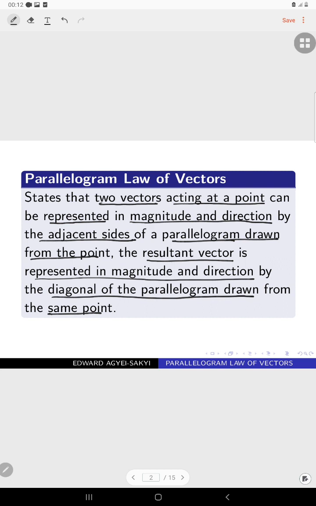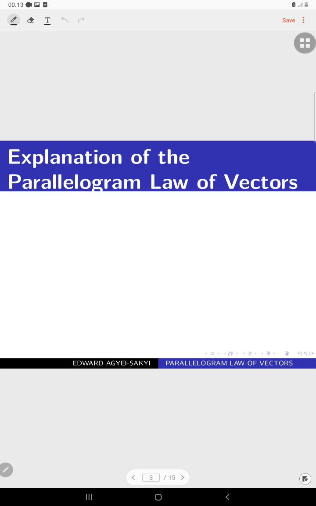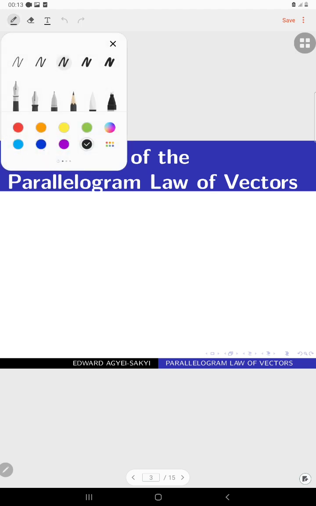It means when you have two vectors given the direction and the magnitude, then these two vectors can represent the adjacent sides of a parallelogram. And if you want to find the resultant, then the diagonal of the parallelogram gives you the resultant. So let me throw more light on this law. But one important thing I want you to know is that let's look at this.